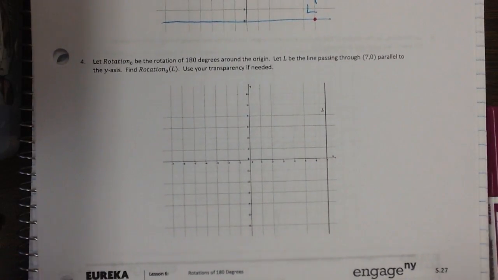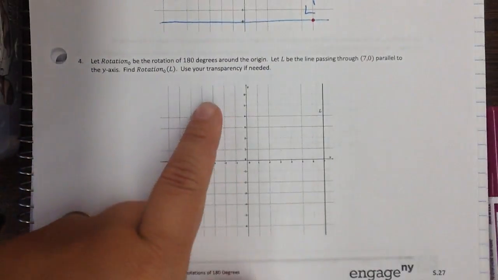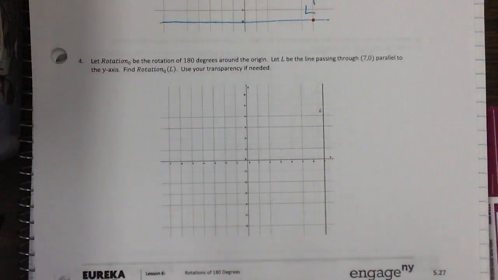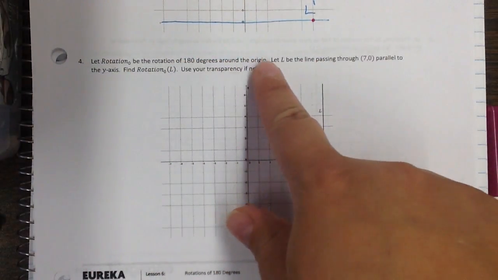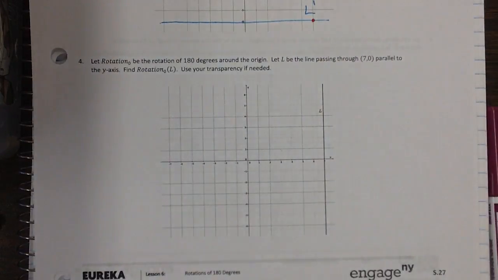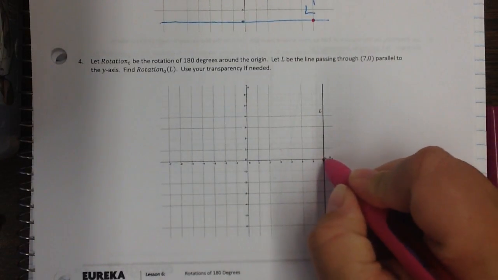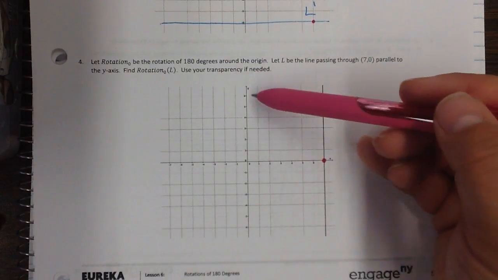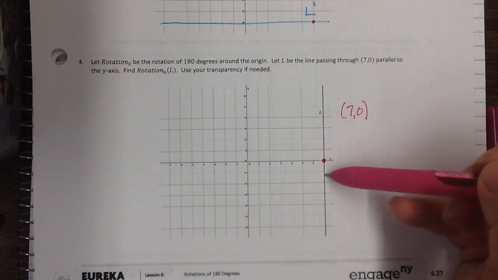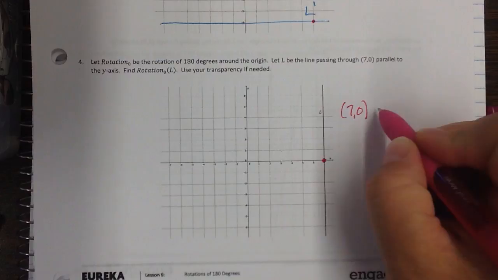Number 4. This one I'm going to do without the transparency so you can kind of see what happens. If you need to use the transparency, by all means use, or sorry, sheet protector. I keep saying transparency because that's what it says, but we're using sheet protectors. We're going to rotate the line L 180 degrees, and line L passes through 7, 0. So 7, 0 is right here. And it's parallel to the y-axis. So here's the y-axis. It's parallel to the y-axis again. And we're going to rotate this.